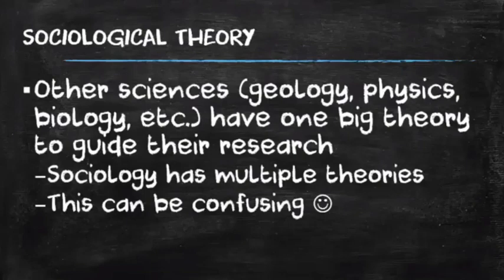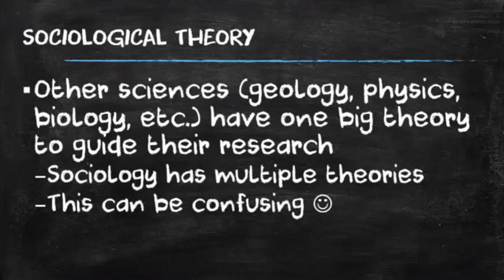Now, in a lot of other sciences, you only have one overarching theory that guides your research. And I'll give you an example here. For a physicist, you have the Big Bang Theory. The Big Bang Theory guides your research. It sets a foundation for how you do future research. And so it's easy in some other sciences because there is that one big overarching theory that everybody agrees on is the way things begin.